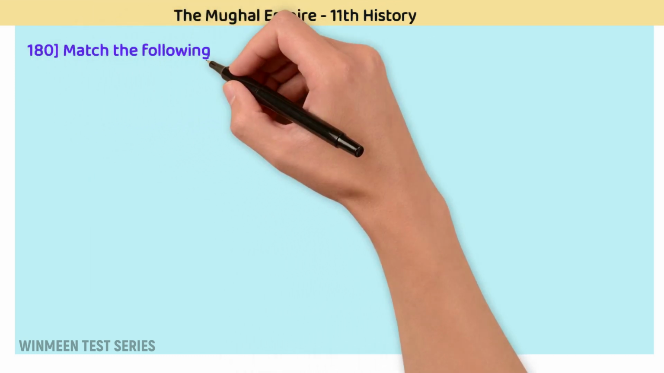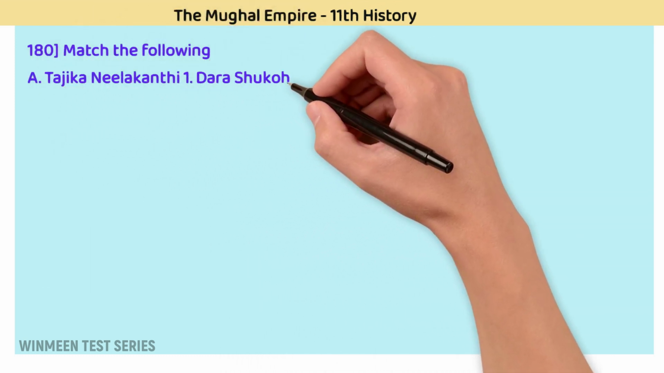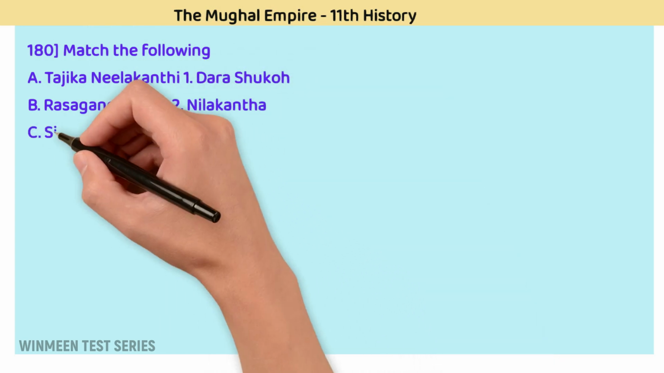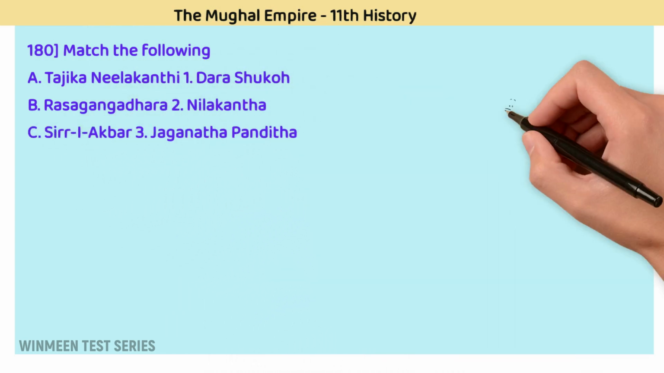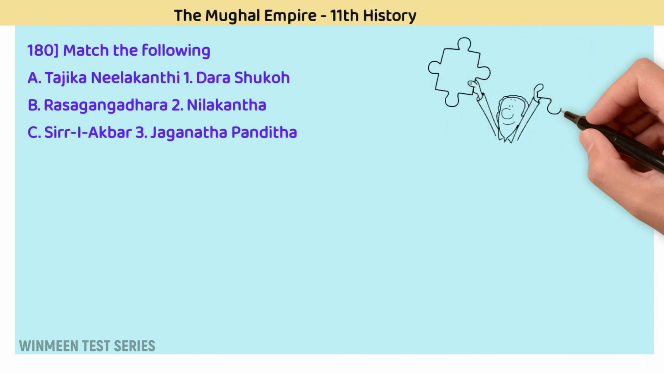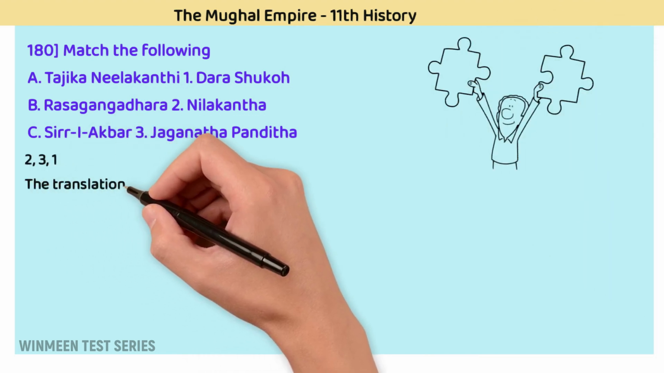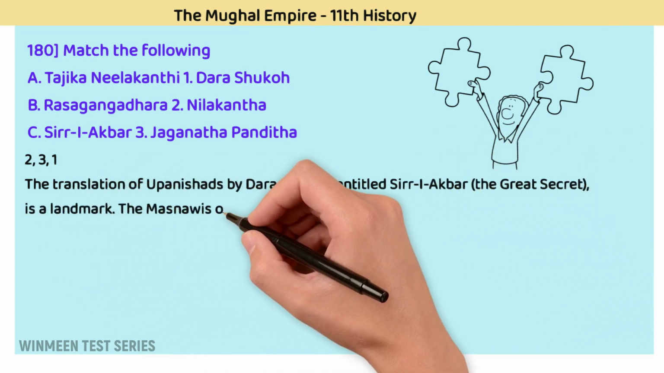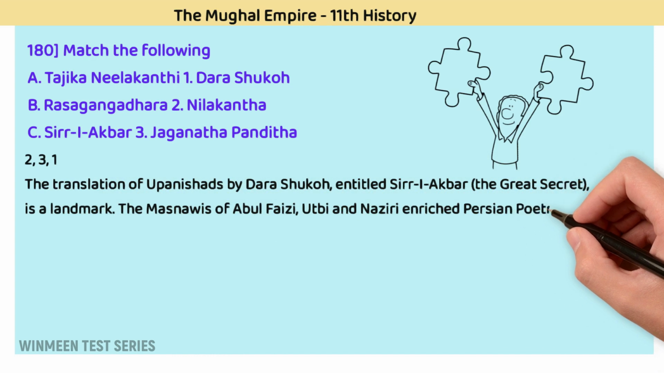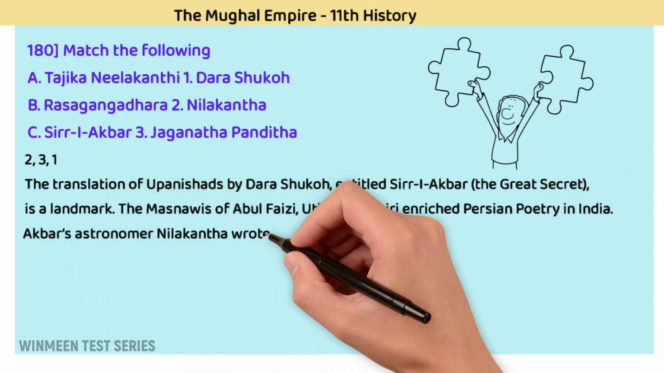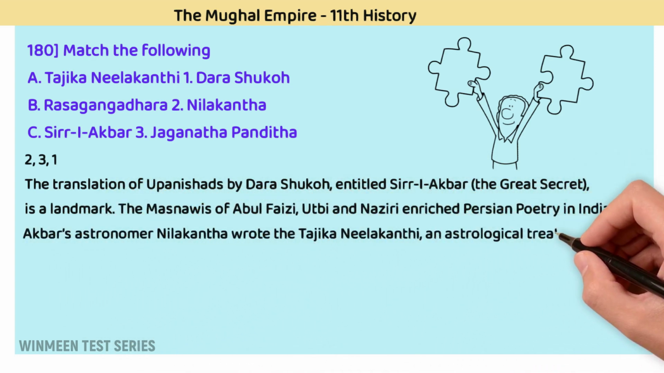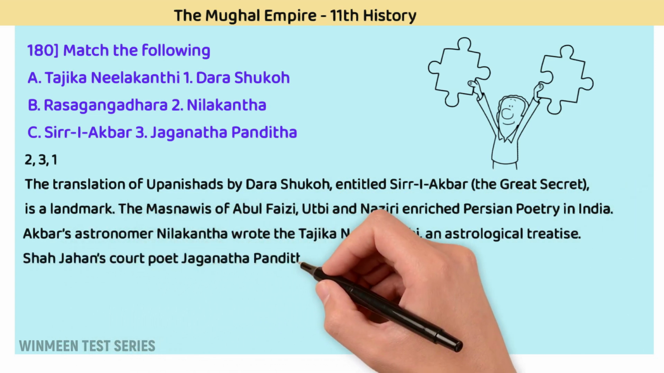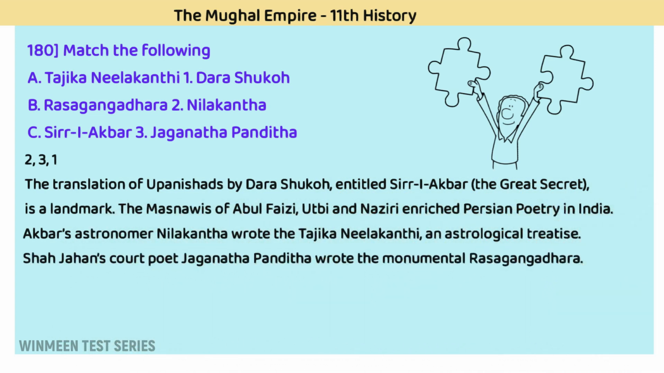Question number 180. Match the following. Tajika Neelakanti, Rasa Gangadhara, Neelakanta, Sir-e Akbar, Jagannatha Pandita. The answer is 231. The translation of the Upanishads by Dara Shukoh entitled Sir-e Akbar, The Great Secret, is a landmark. The Masnavis of Abul Fazl, Urfi, and Naziri enriched Persian poetry in India. Akbar's astronomer Neelakanta wrote the Tajika Neelakanti, an astrological treatise. Shah Jahan's court poet Jagannatha Pandita wrote the monumental Rasa Gangadhara.